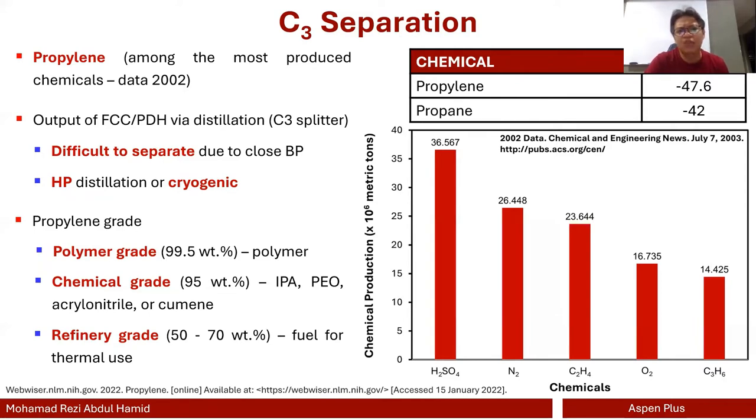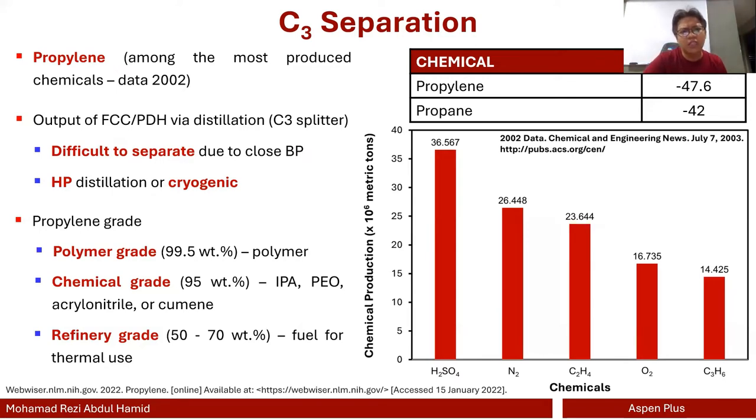But you have to understand that separating propylene and propane is quite difficult because of their similar physical and chemical properties. As you can see from the table, the boiling point of propylene is around -47.6°C, and the boiling point of propane is around -42°C. So they are close-boiling components, which is the reason why they are quite difficult to separate.